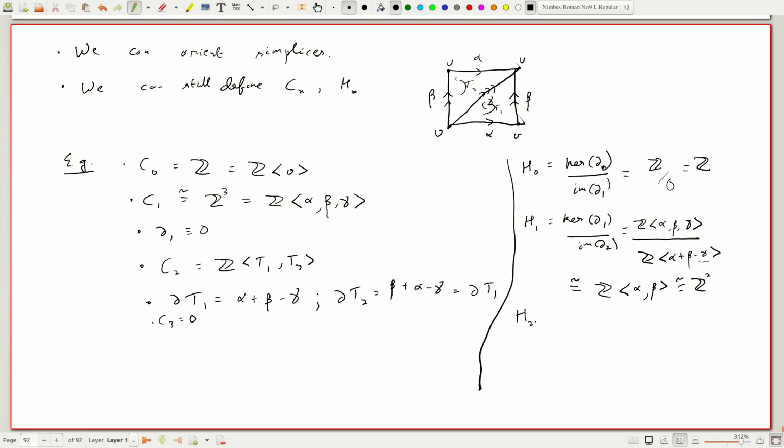And how about H2? This is going to be the kernel of delta 2 by the image of delta 3. There's no delta 3, so it's just going to be the kernel of delta 2. But T1 and T2 don't go to 0, but their difference goes to 0. And since they go to torsion-free elements, this is exactly the group generated by the difference. And that is isomorphic to Z.